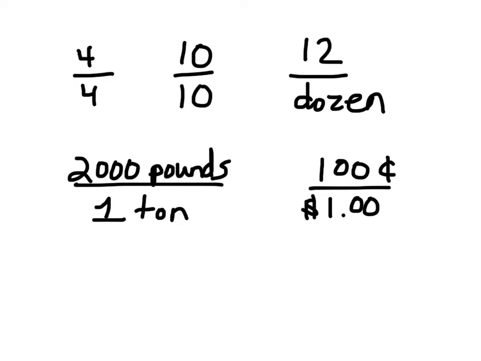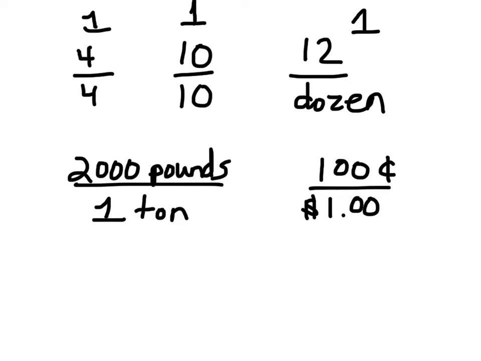Let's start with this. I've written several fractions on this screen, and what I want you to do is ask yourself this question. What do they all have in common? Well, what they all have in common is that they all equal 1. 4 divided by 4 is 1. 10 divided by 10 is 1. 12 divided by a dozen is 1, because 12 and a dozen are the same number.